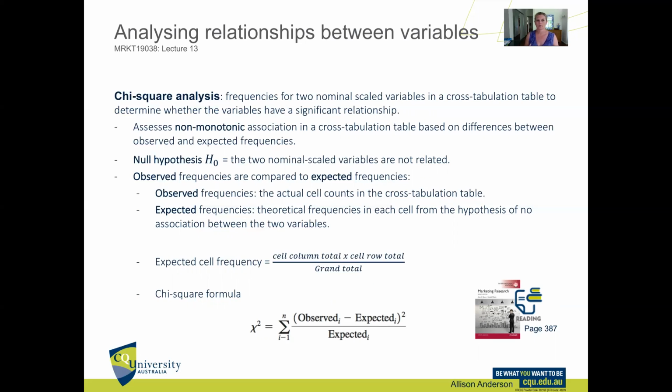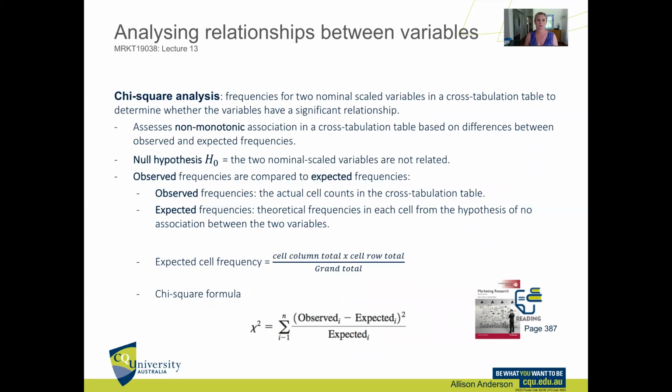So in a chi-square analysis, I don't think I've written that properly, but it's correct. It's just the language grammar might be missing a word there. But the nominal scale variables are put into a cross-tabulation table to determine whether the variables have a significant relationship. So chi-square, nominal scale, named categories, right?